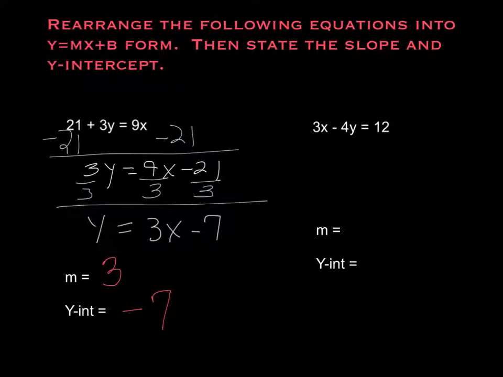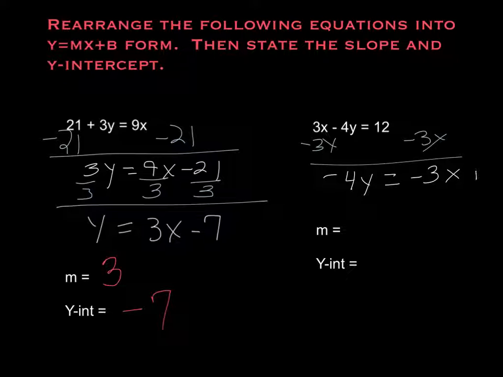So again, I need to somehow get rid of this 3x because I want the negative 4y by itself. So I'm going to subtract 3x from both sides. I am not going to line up the 3x with 12 because they're not like terms. That's going to leave me with negative 4y. Be careful, that's where a lot of you mess up because you forget about that negative. And then I'm going to put that negative 3x first so that x is first. And then the 12 is positive, so it's going to stay positive.